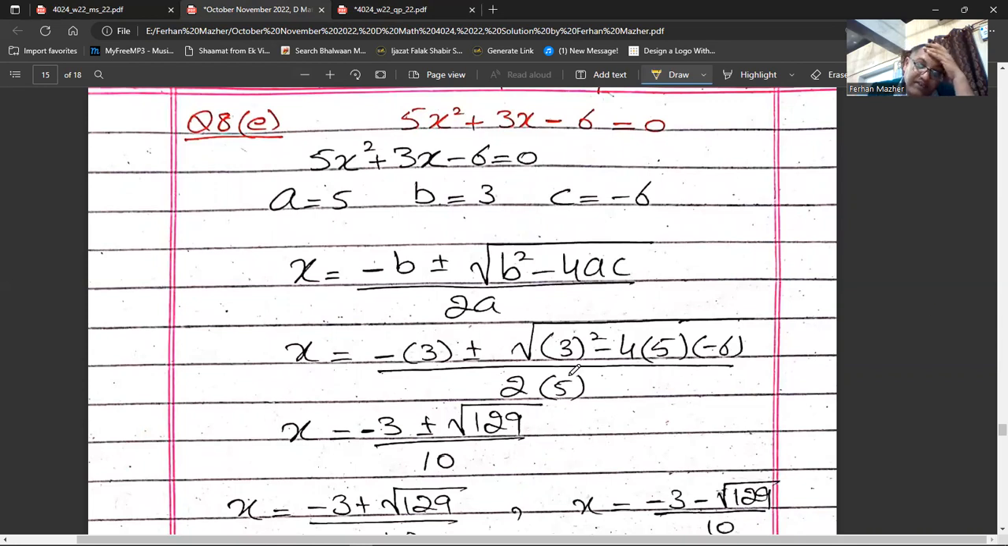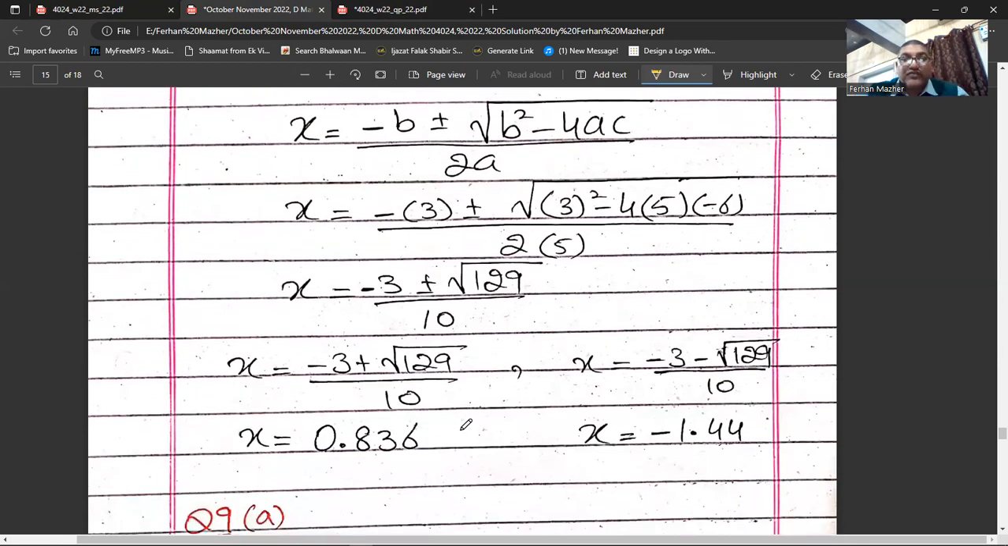This is minus 3 plus or minus. When you do this, it is the square root of 129, divided by 10. So now you have two options. Minus 3 plus the square root of 129, divided by 10, and minus 3 minus the square root of 129, divided by 10. So you get 0.836 and you get minus 1.44. So these are the two answers.